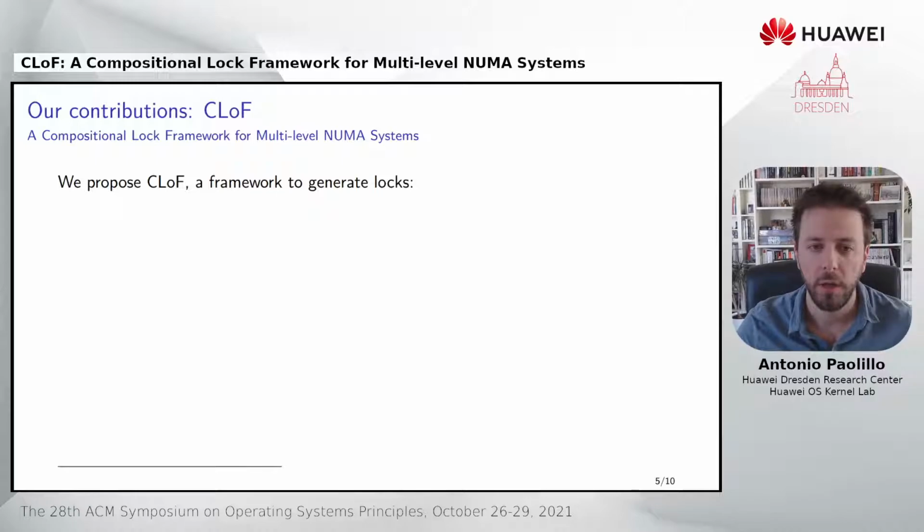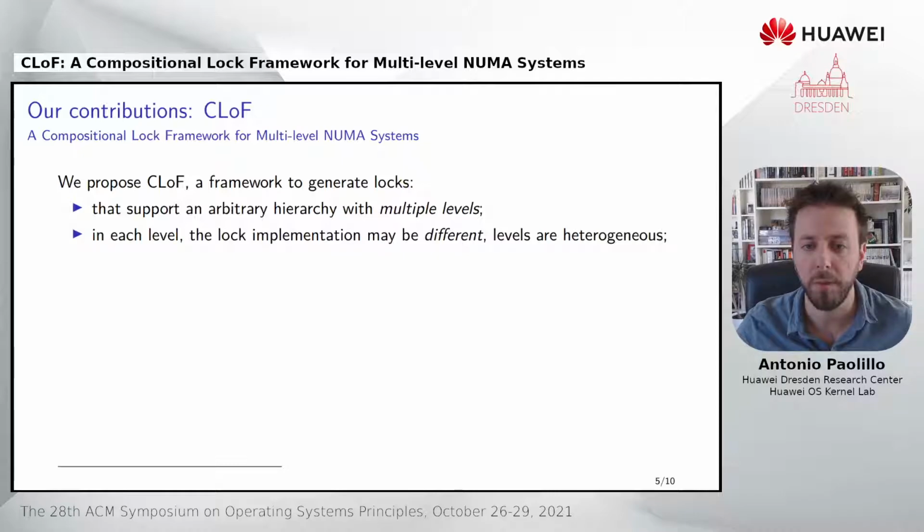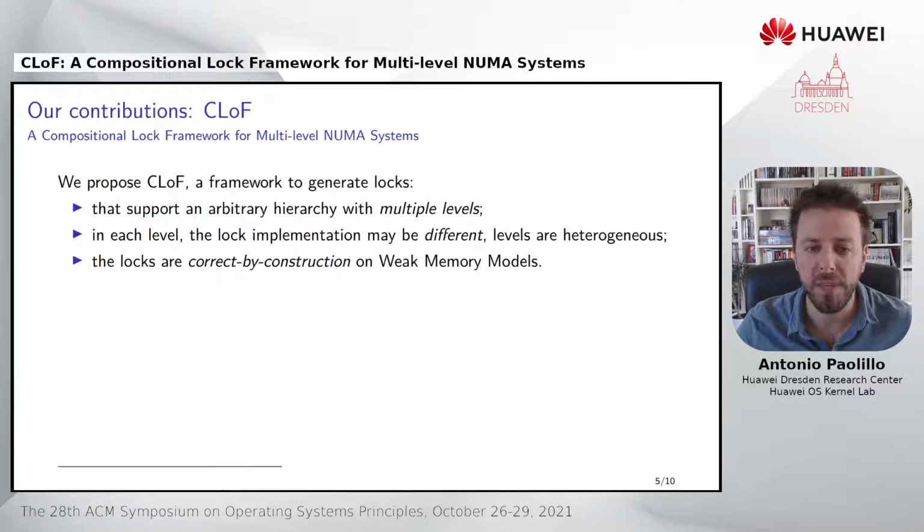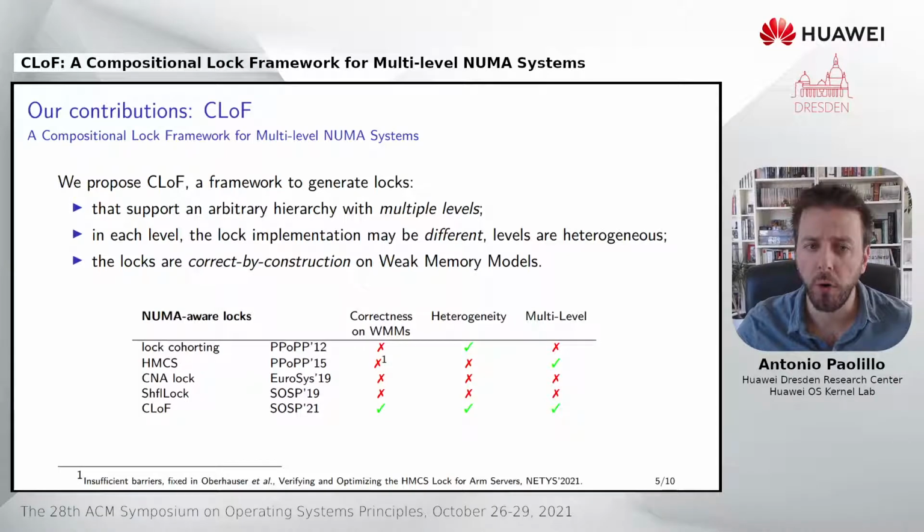For that, we propose a framework that addresses all these challenges. CLoF composes locks in an arbitrary multi-level hierarchy. In each level, CLoF can use a different lock implementation, for example, ticket or MCS. And the composition of these locks is correct by construction on weak memory models. No prior work has tackled all these challenges at the same time.